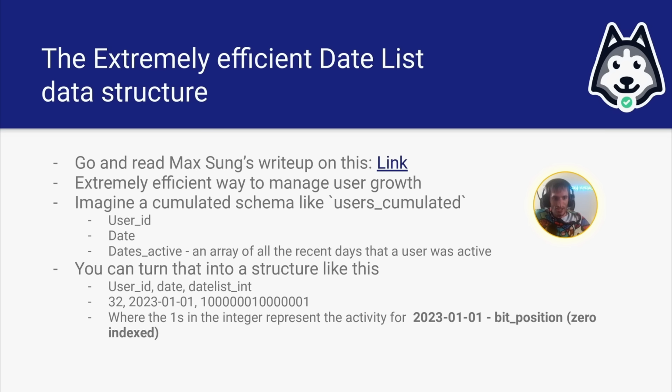And if it's an integer data type, you get very good compression. Integers are some of the highest compressing data types that you can work with. So that's going to be a big thing that we're going to be working on today in the lab: we're going to be going over how to create this beautiful, awesome data structure called the datelist int.